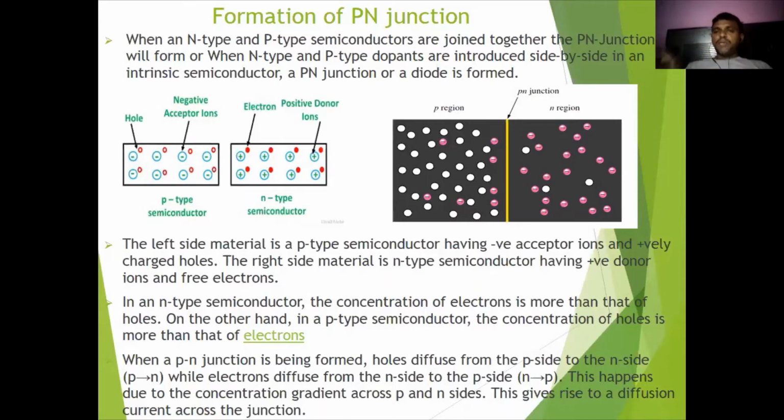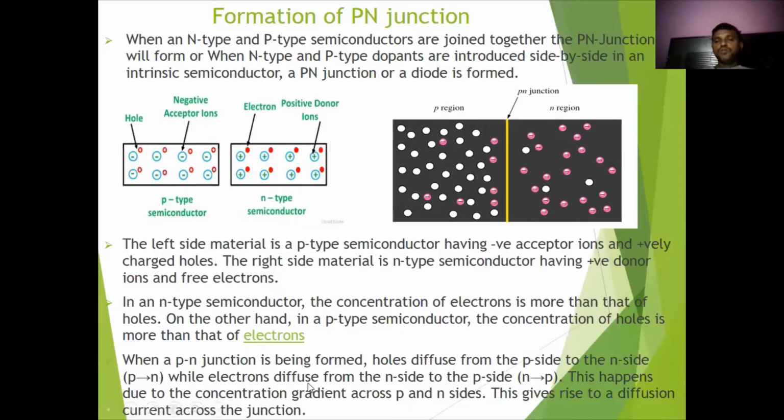That movement of charge carriers from the P region to the N region is called the diffusion of holes. You can observe this in the statement: when a PN junction is being formed, the holes diffuse from the P side, the higher concentration side, to the N side, the lower concentration side. Symbolically I have represented this as P to N. In the opposite way, electrons diffuse from the N side, where their concentration is higher, to the P side, where it is lower.